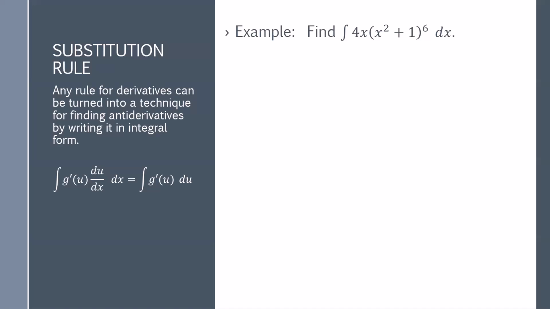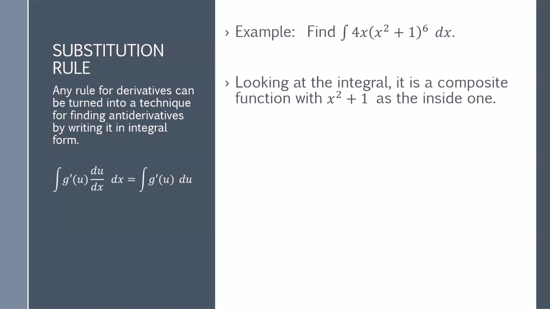We want to find the integral of 4x times (x squared plus 1) to the power of 6 dx. What we want to try and identify here is a function and its derivative, or an inside and outside function. Here we've got a composite function with x squared plus 1 as the inside function. The outside function is some function to the power of 6. We also note that the derivative of x squared plus 1 should be something like 2x. And while 4x isn't exactly 2x, they're very, very similar.